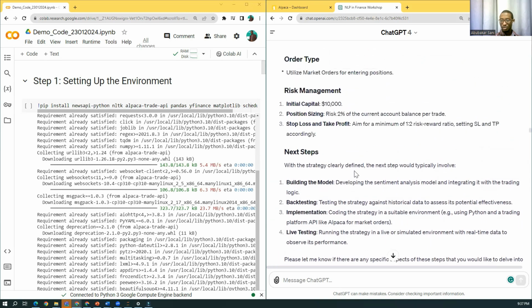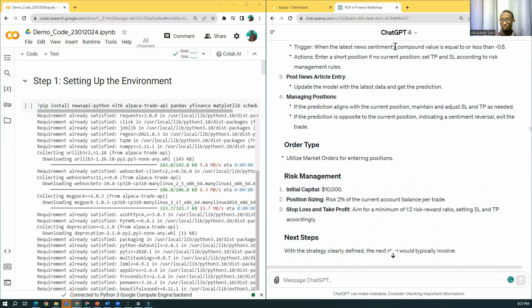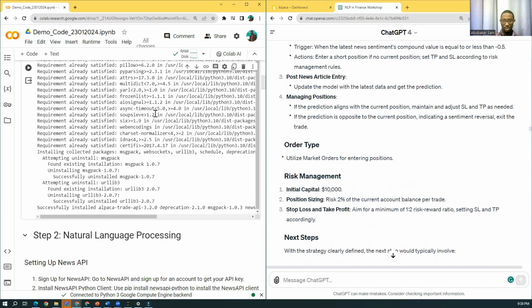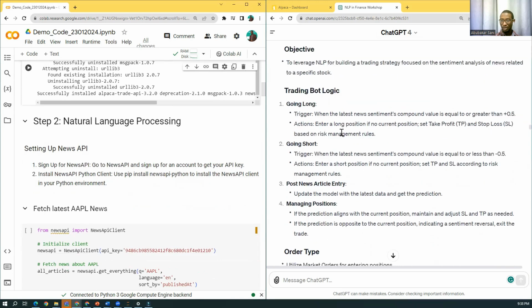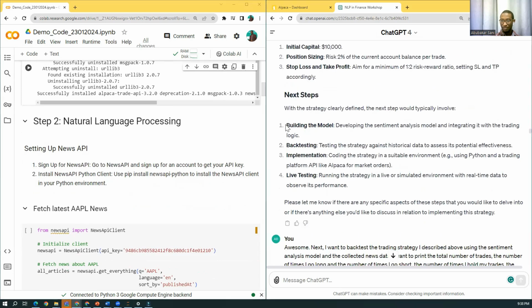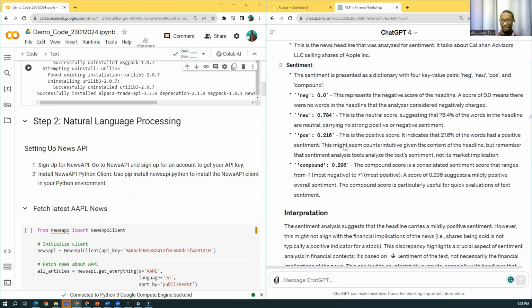So after that, the next thing is to set up the environment, and I already came here and did that. These are the Python libraries I told you about. We need these Python libraries to have our code running, and I have them all installed. So the next step is of course the natural language processing step. If you look at what it told me, the next step is to build the sentiment analysis model. And I actually did that initially.